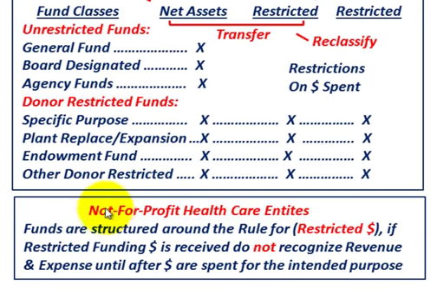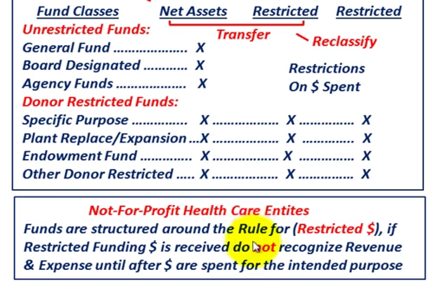But just for our not-for-profit healthcare entities, really these funds that we looked at are going to be structured around the rule here of restricted money or dollars or resources here. The key is if restricted funding dollars here are received, or some resources are received, you do not recognize revenue and expense until after the dollars here are spent for the intended purpose.